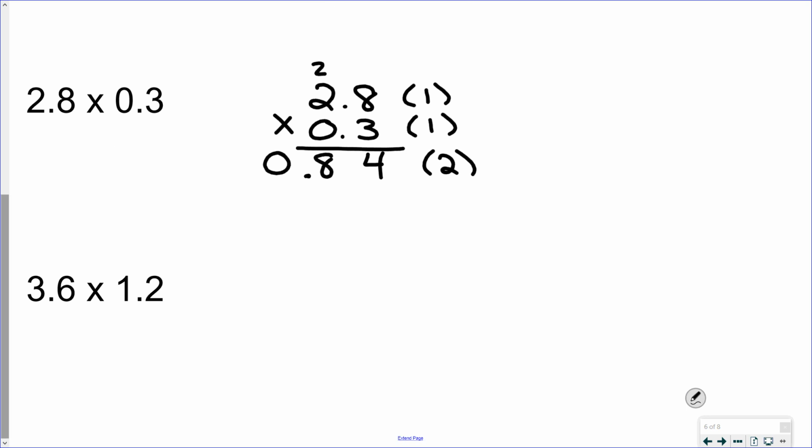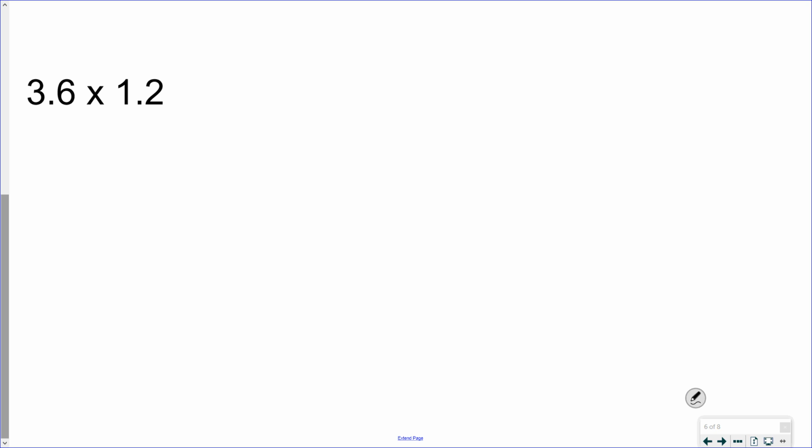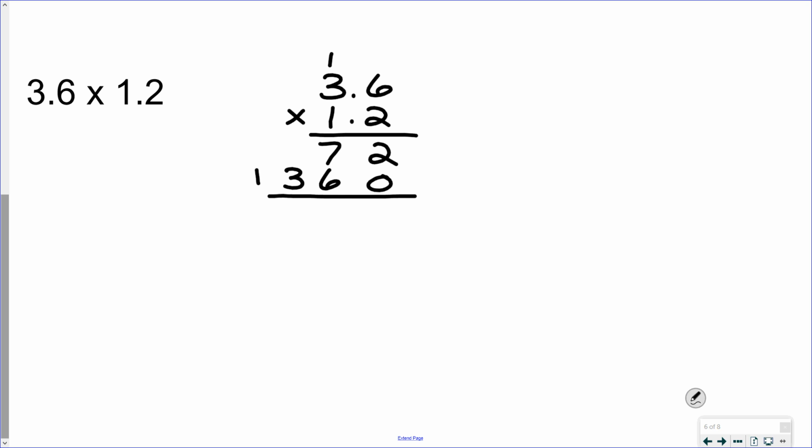And then our final one here, 3 and 6 tenths times 1 and 2 tenths, and you'd multiply that the same way you would if it was 36 times 12. 6 times 2 is 12. 3 times 2 is 6, plus 1 is 7. Start the second line with a 0. 1 times 6 is 6. 1 times 3 is 3. You would add those together. 2 plus 0 is 2. 7 plus 6 is 13. 1 plus 3 is 4. There's 1 digit after the decimal point here, 1 digit here for a total of 2. So 4 and 32 hundredths.